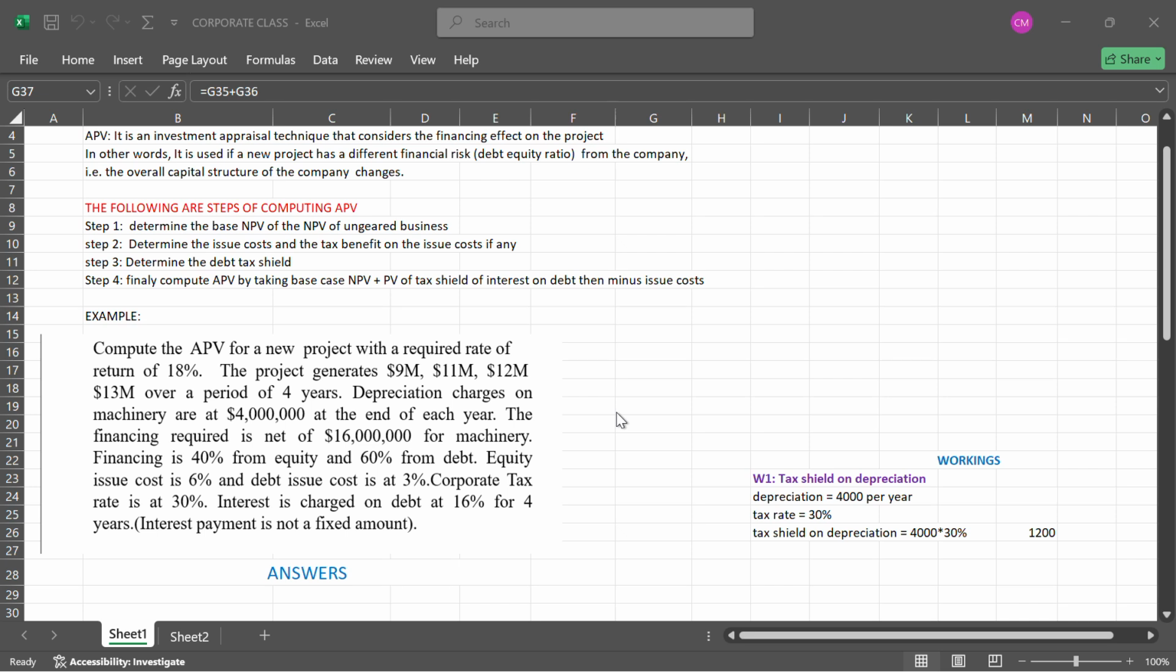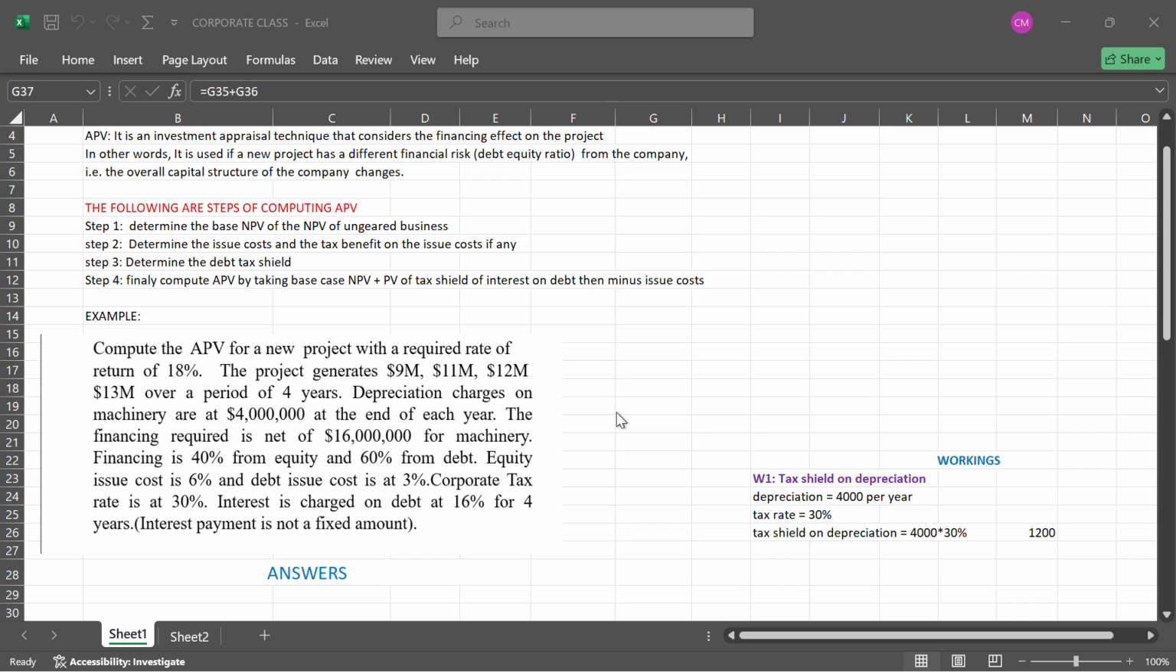Then the corporate tax rate is at 40%. Interest is charged on debt at 16% for 4 years. You know here interest is charged on debt, so you charge this interest on the gross loan, not on the net loan. You must first gross up the amount of the loan so that you can get the full value of the amount borrowed from the bank after incorporating this issue cost, to get the gross amount.